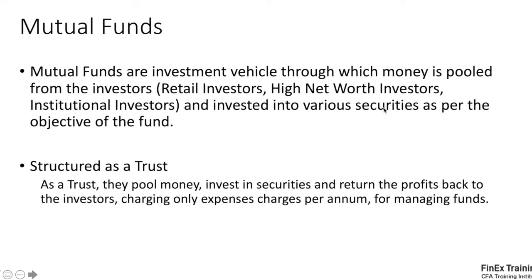So when I say various securities, it means equities, bonds, money market instruments, all this kind of securities as per the objective of the fund. Each fund will have an objective. For example, an equity fund will have the objective of investing in equities, a debt fund in debt, a money market fund in money market instruments, and a hybrid fund will have the objective of investing in all these securities.